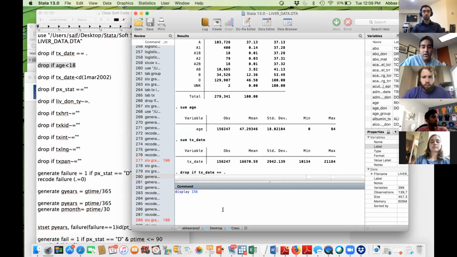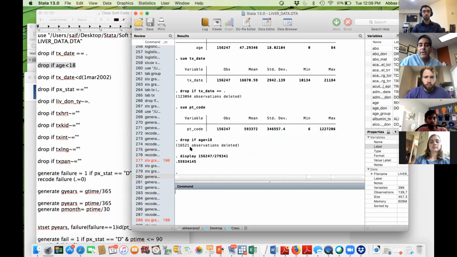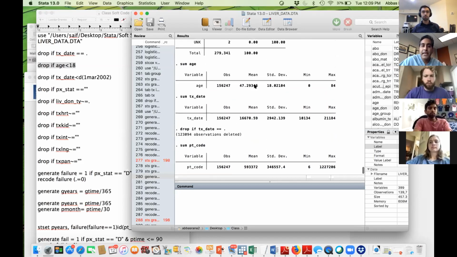So if I go display, that's the calculator function, you may remember. Yeah, it's 55.9% transplant rate. I can't tell you how many practicing transplant surgeons don't know the transplant rate, but we know the transplant rate just from doing 2 lines of code. That's the number of people who got listed to actually getting transplanted. About 1 in 2, about 55%.